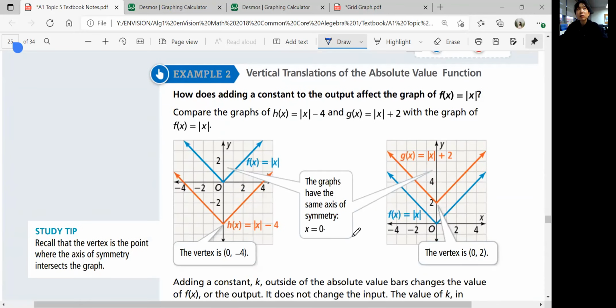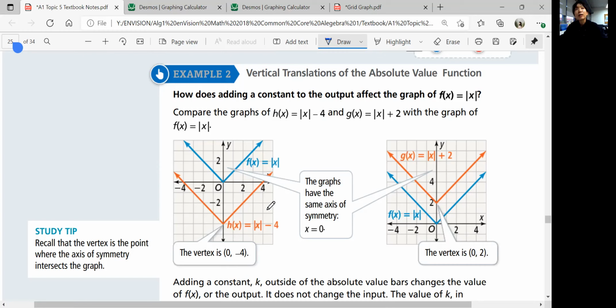Example 2, vertical translations of the absolute value function. How does adding a constant to the output affect the graph of f of x equals absolute value x? Let's look at an absolute value function. Let's compare the graphs of h of x equals absolute value x minus 4 and g of x equals absolute value x plus 2 with the graph of f of x equals absolute value x.